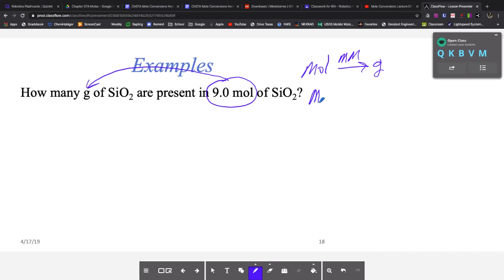So I'll look up the molar mass. I Google search the molar mass for SiO2 and find that it is 60.08 grams per mole. Now when you look these up, you might get slightly different numbers. That's no big deal, as long as you write down what molar mass you're using, it's fine.